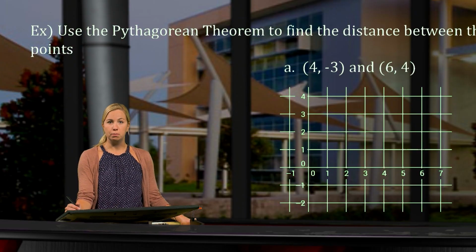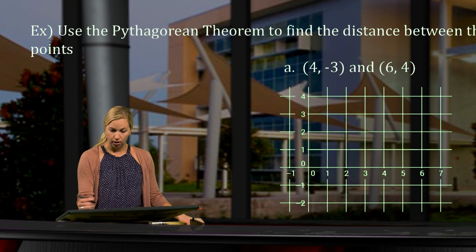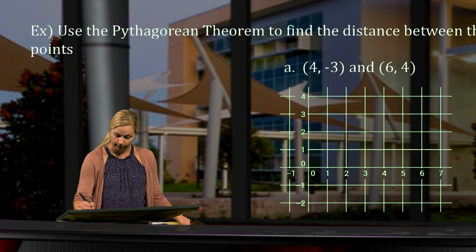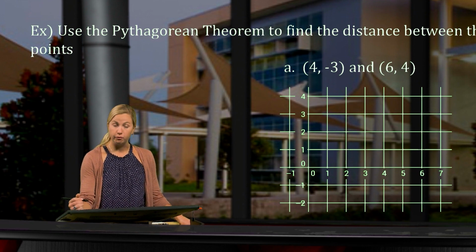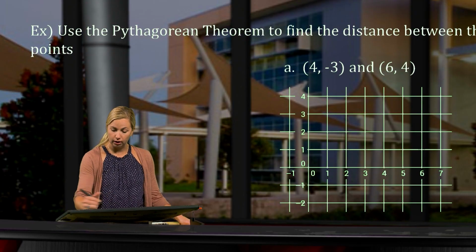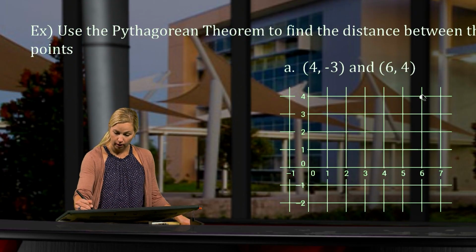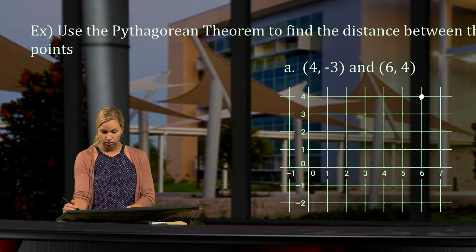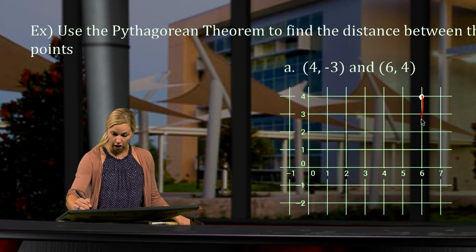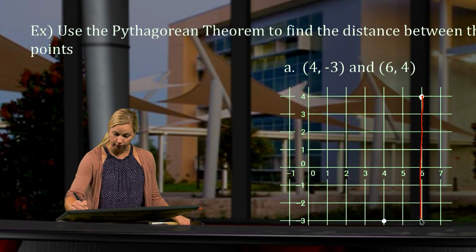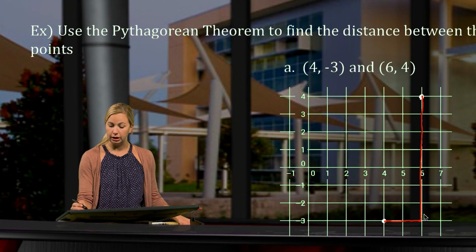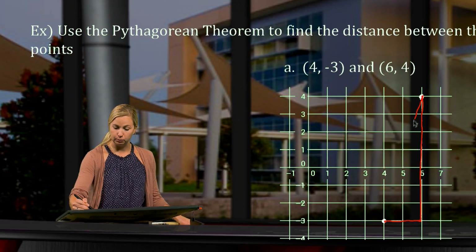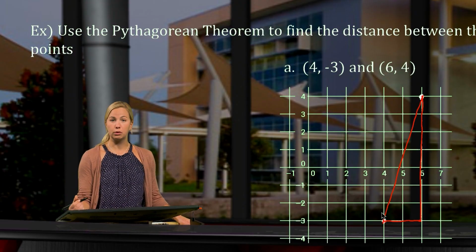The first thing you're going to do is plot those 2 points. (4, -3) is down here in our fourth quadrant. (6, 4) is in our first quadrant. And what we're going to do is create a right triangle with those. So we're going to drop a vertical line here, a horizontal line here, and then the distance between those 2 points is represented by the hypotenuse of that right triangle.